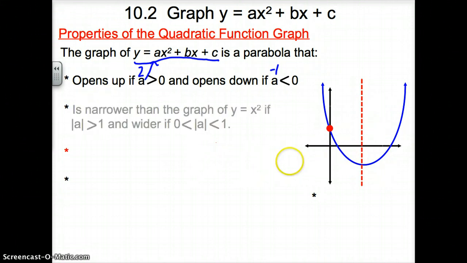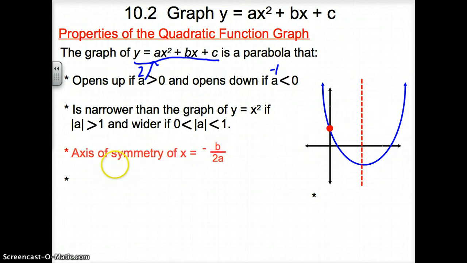Next property is that if the absolute value of a is greater than 1, we will know that there will be a vertical stretch. And if the absolute value of a is greater than 0 and less than 1, so maybe a fraction or a decimal, there will be a vertical shrink going on. It will be wider than the parent graph.